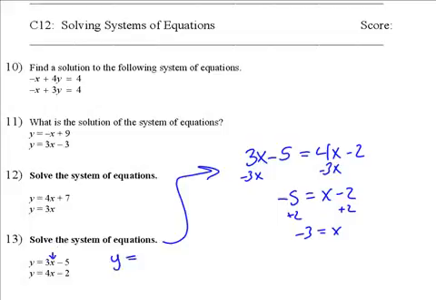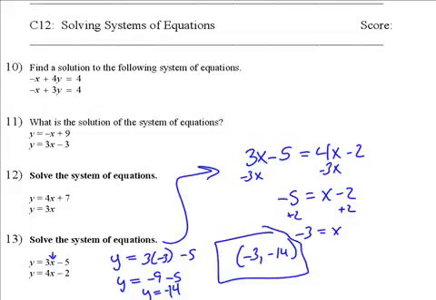I'm going to take that negative 3 and put it in here. So y is the same as 3 times negative 3 minus 5. 3 times negative 3 is negative 9 minus 5. Y is the same as negative 14. So I think I have the point negative 3, negative 14. Let's check that. Put in the negative 3 right here. I got 4 times negative 3 is negative 12. Minus 2 is negative 14. That's what y is supposed to be. That is right. It can't be wrong.